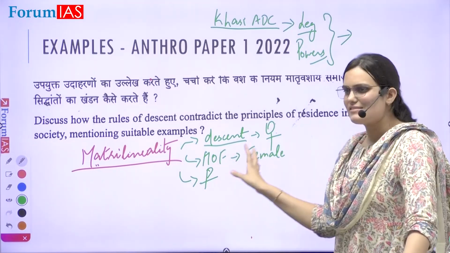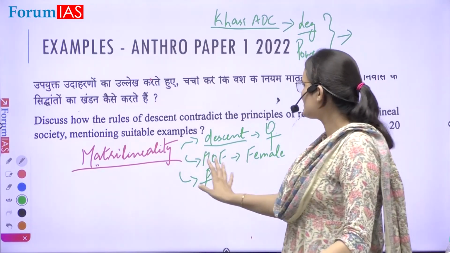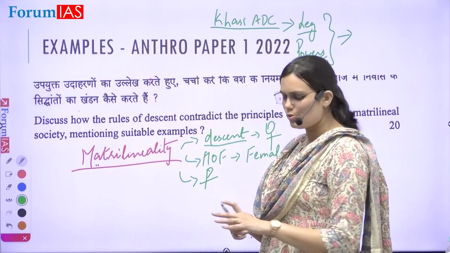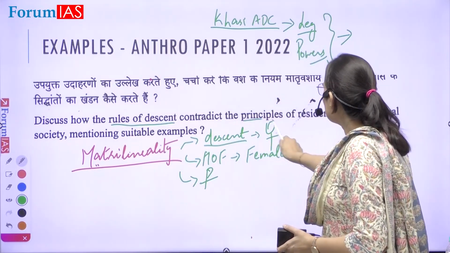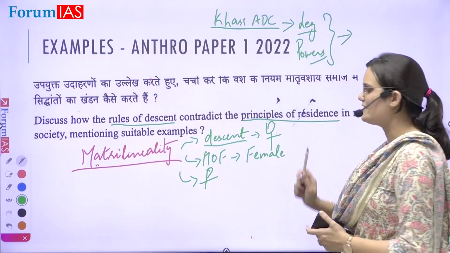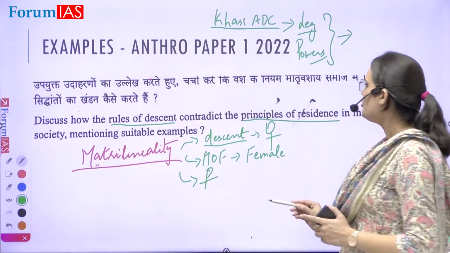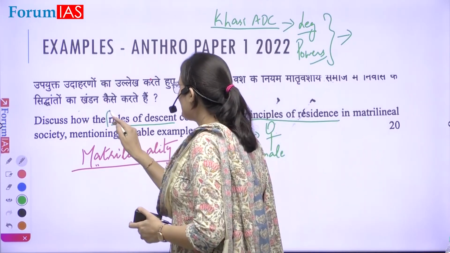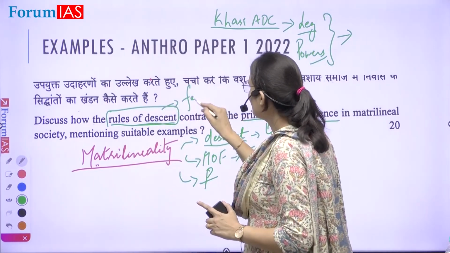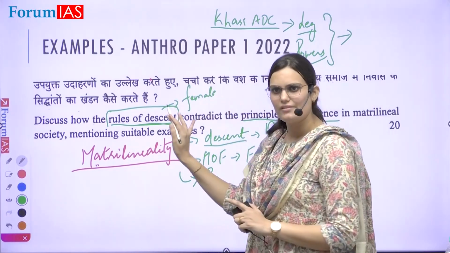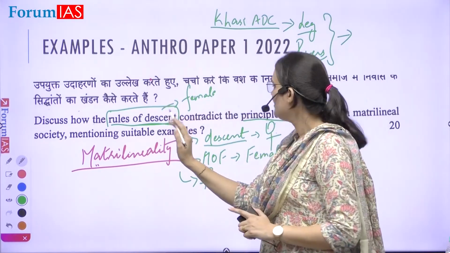Now see, they did not ask the question directly. What are they asking here? Discuss how the rules of descent contradict the principles of residence in matrilineal society. What is a rule of descent in matrilineal society? That the female child will trace. Fine, till here you are able to identify.